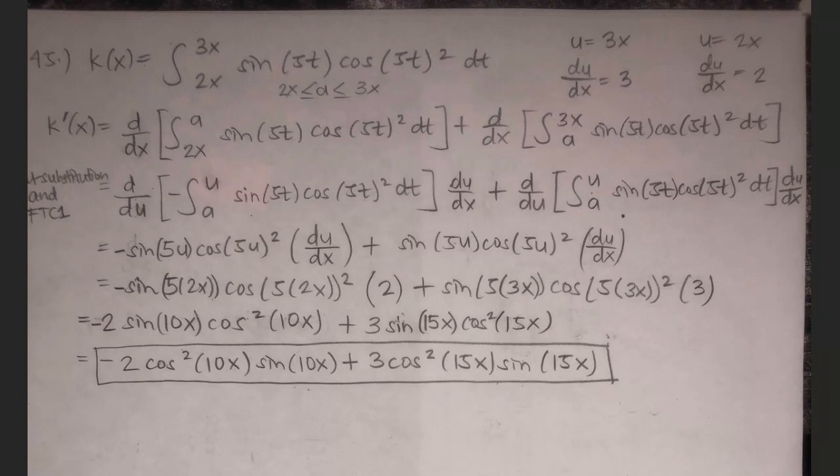Then from the second line to the third line, I used the first part of the fundamental theorem of calculus, which states that the derivative of the antiderivative would be the original function. So we get sine 5t cosine 5t squared as the result. But this time we use substitution and substitute u for t.